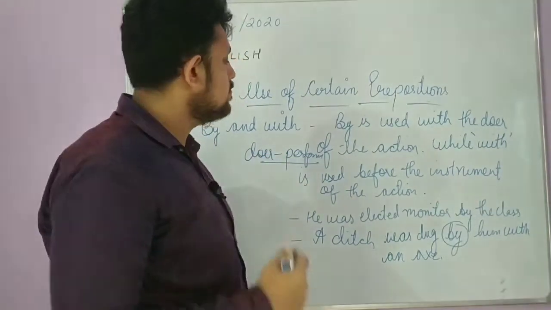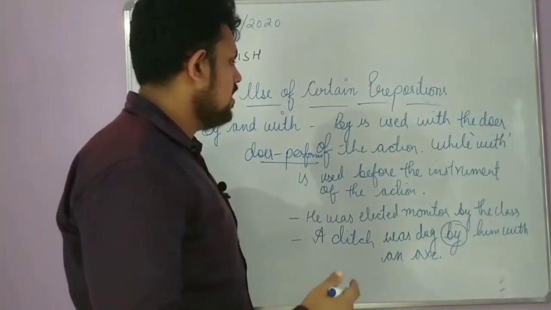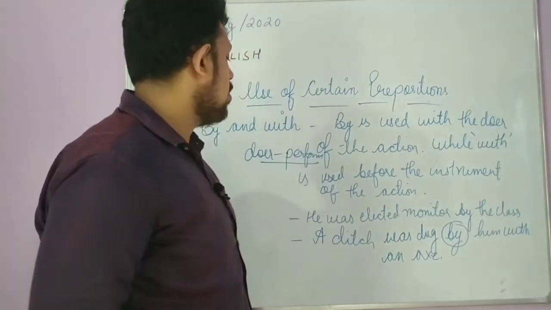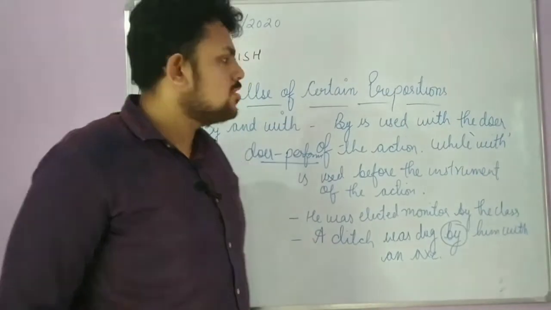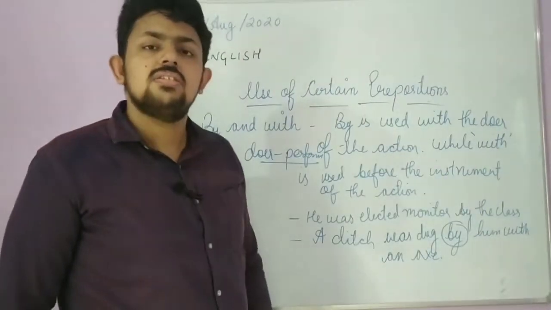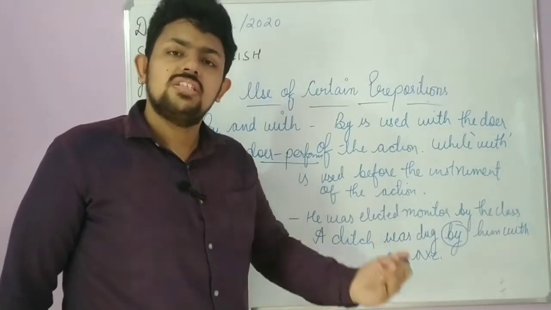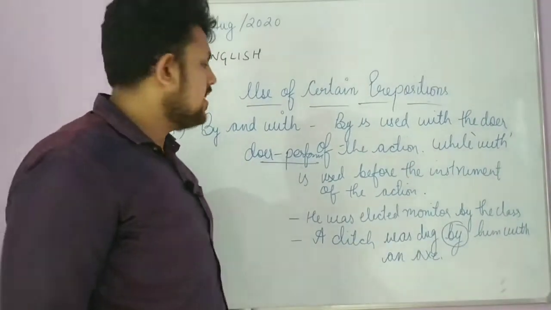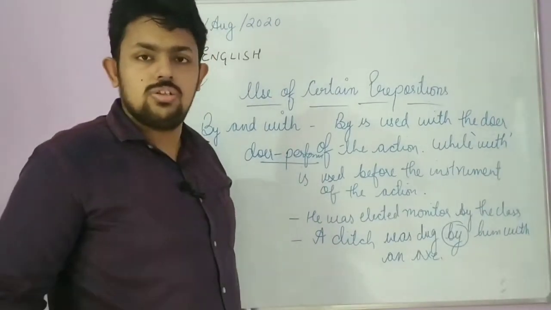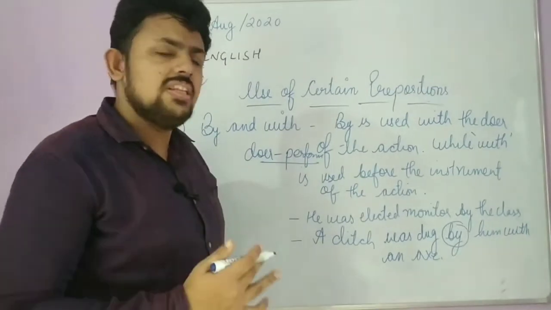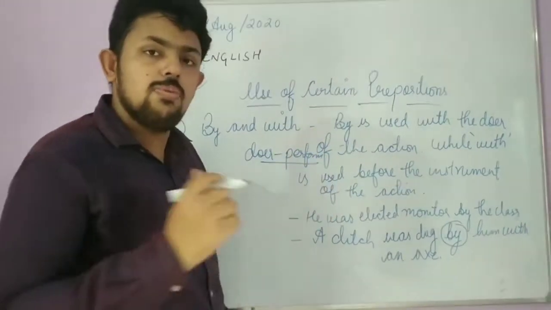The one who is performing the action, while with is used before the instrument of the action. So instrument here doesn't always mean object. Instrument means the person who is receiving the action. There are two parts of a sentence, the subject and the object, or the predicate we see. So the one who is receiving the action, we always put with before that.